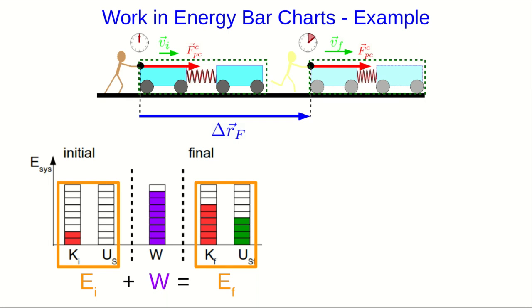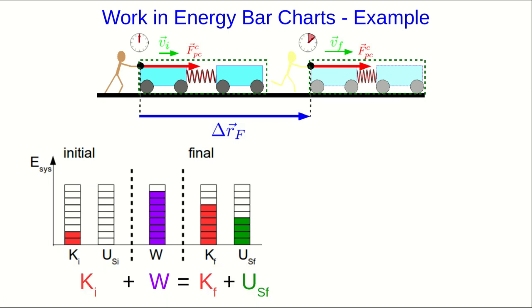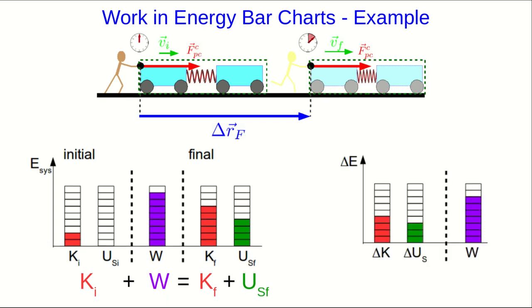And so now I'll just rewrite it with all the symbols in, where I've left out the initial spring energy because it's zero. Another alternative would be to think in terms of changes in energy. So we've seen before that we can draw energy bar charts that are talking about changes of energy. And now when you're doing that with a work, all of the changes of energy have to add up to the total work. And so the equation that you would get out of that would just look like this.